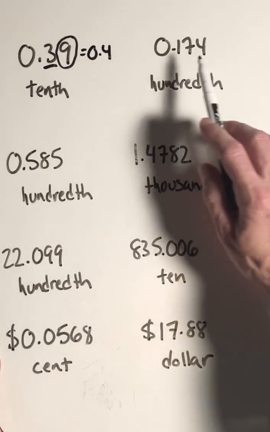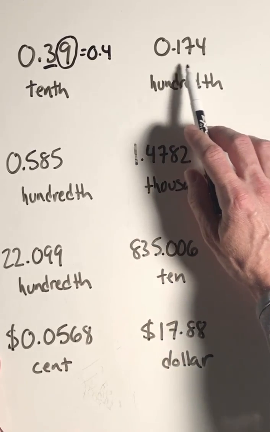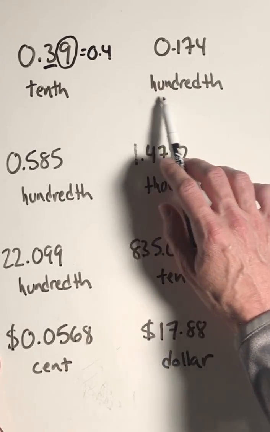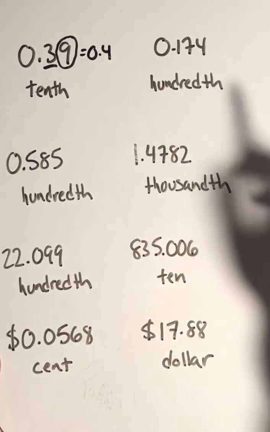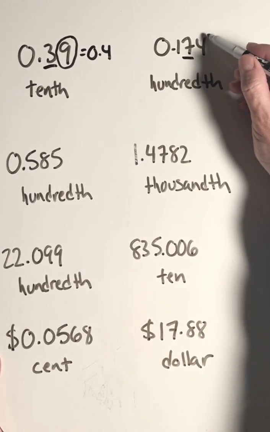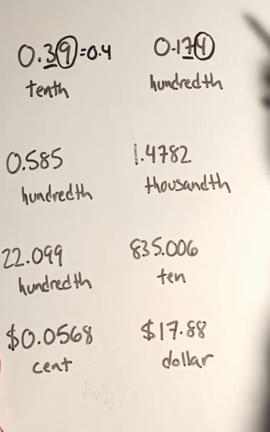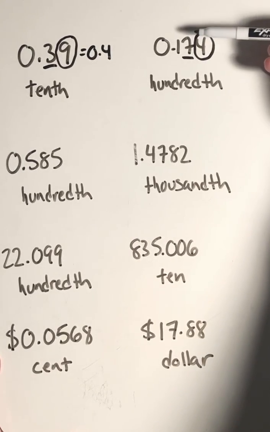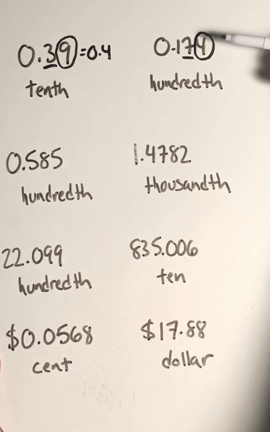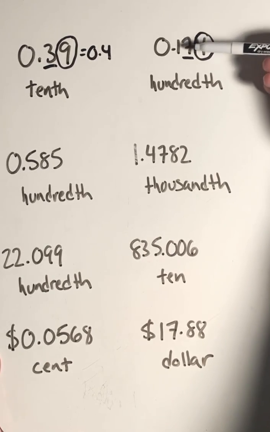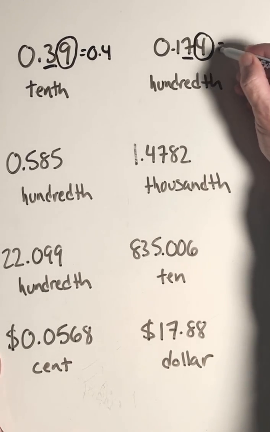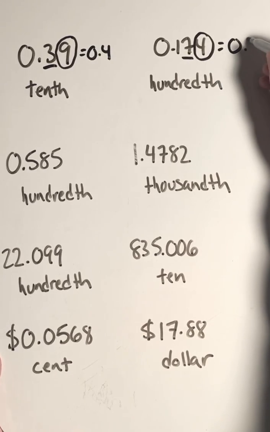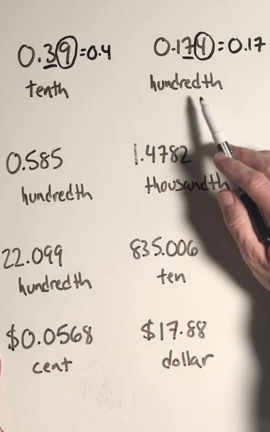Likewise here, I have 0 and 174 thousandths. I need to round it to the hundredths place. So I'm going to underline the hundredths place and circle the digit immediately to the right. If this digit is 5 or more, I need to raise this number by 1. It is not 5 or more, so this digit remains the same. This will round to 0.17 to the hundredths place.